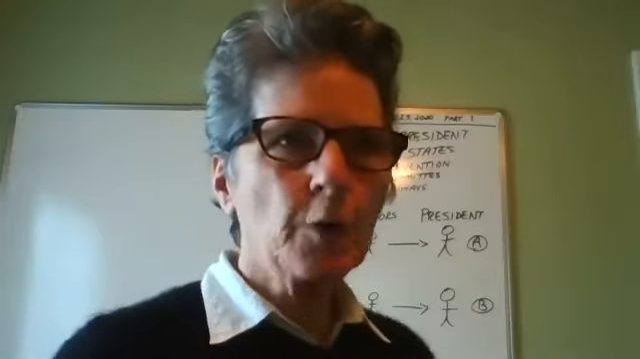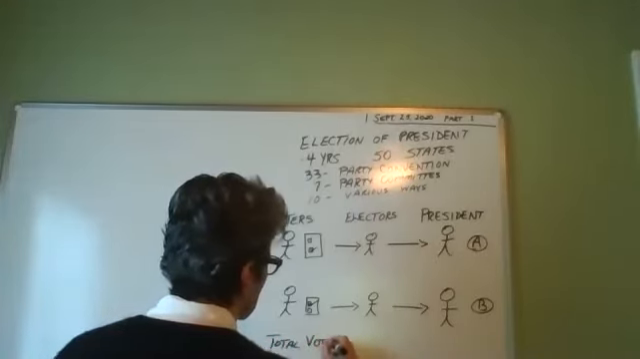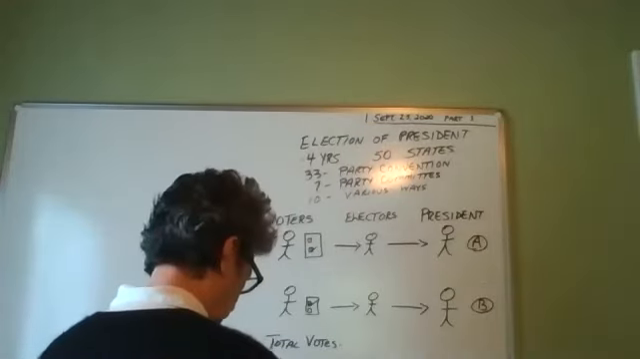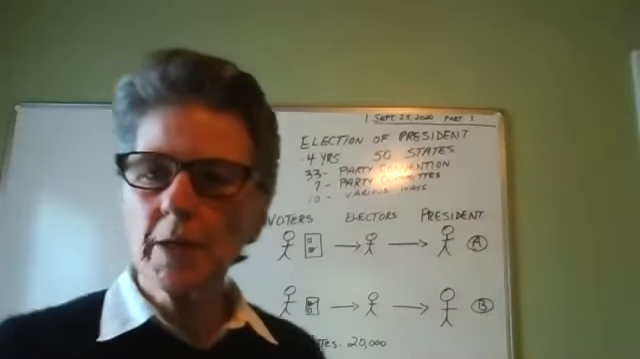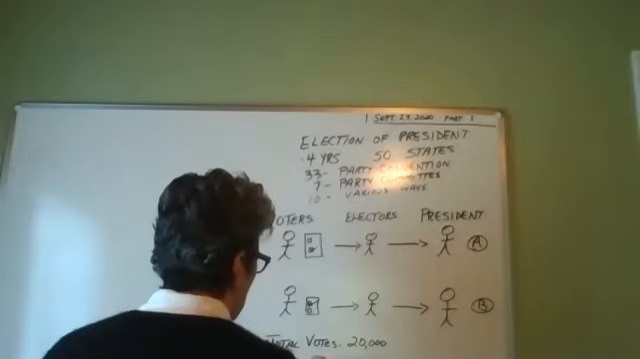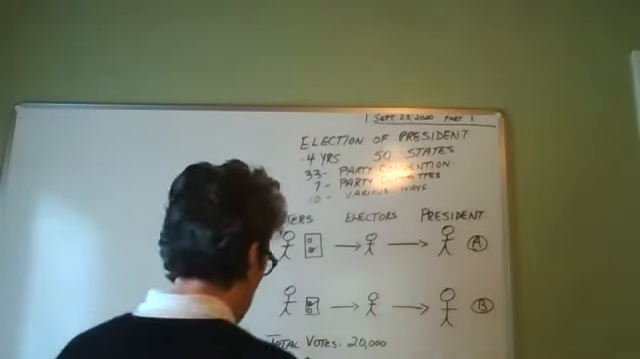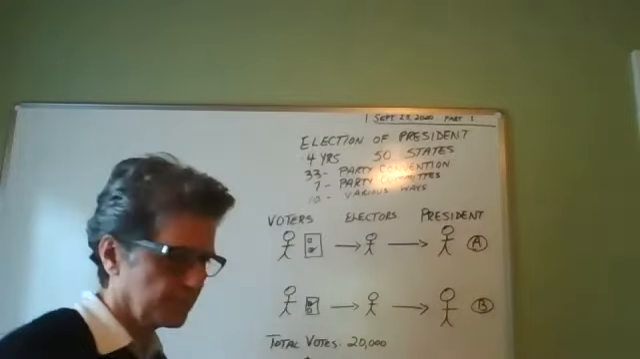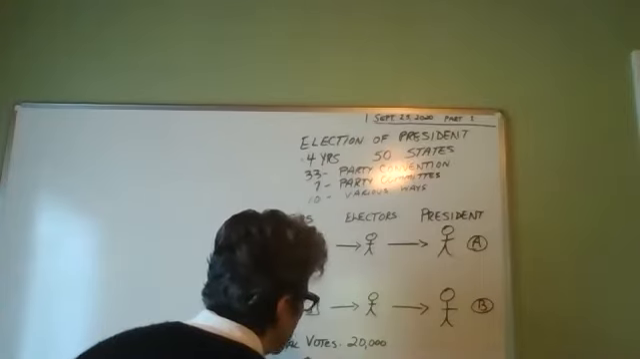Once they begin, they count all the votes. To make it simple, I'm going to keep the number small. We'll say the total votes was 20,000. So candidate A got 10,010 votes. Candidate B got 9,990 votes.